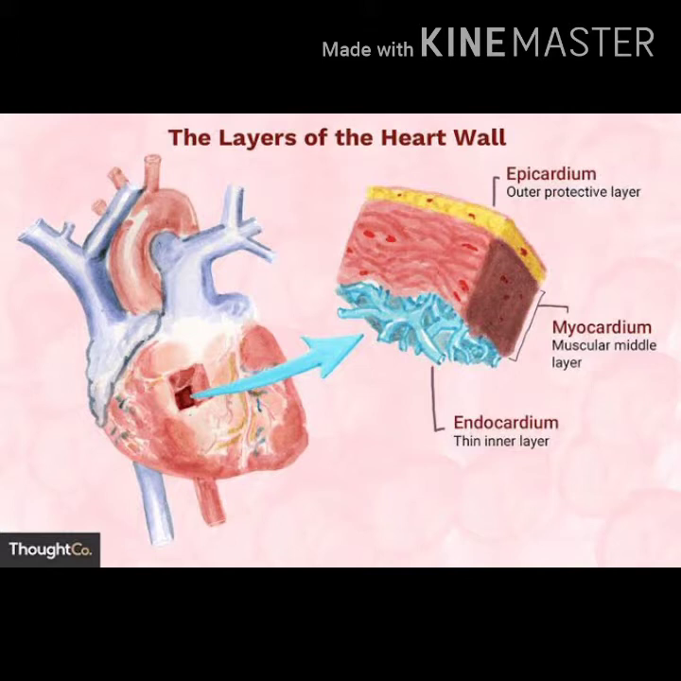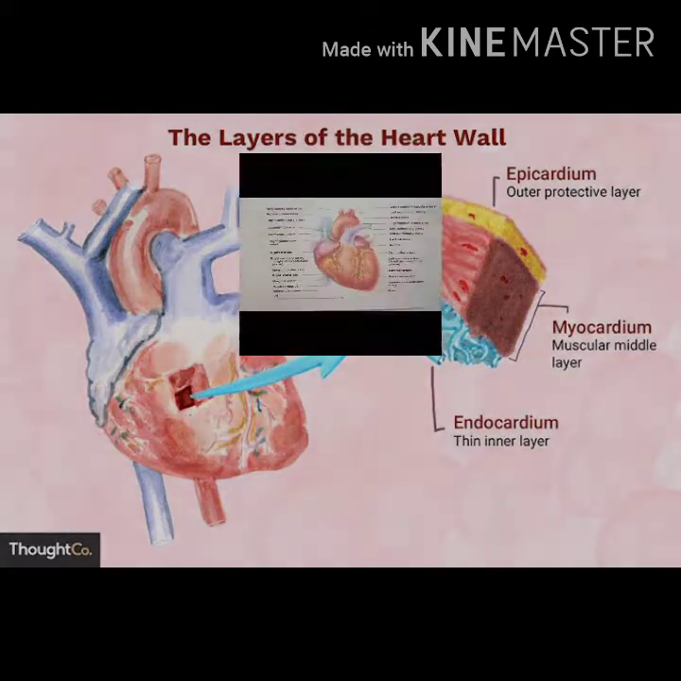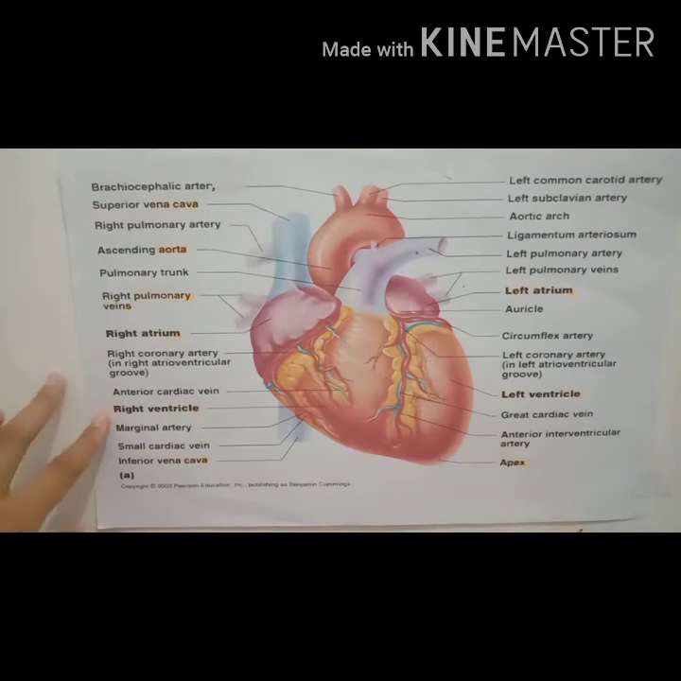And lastly is the endocardium. It is a simple squamous endothelium layer that lines the inside of the heart. It is very smooth, and it is responsible for keeping blood from sticking to the inside of the heart. So this is the anatomy of the heart.